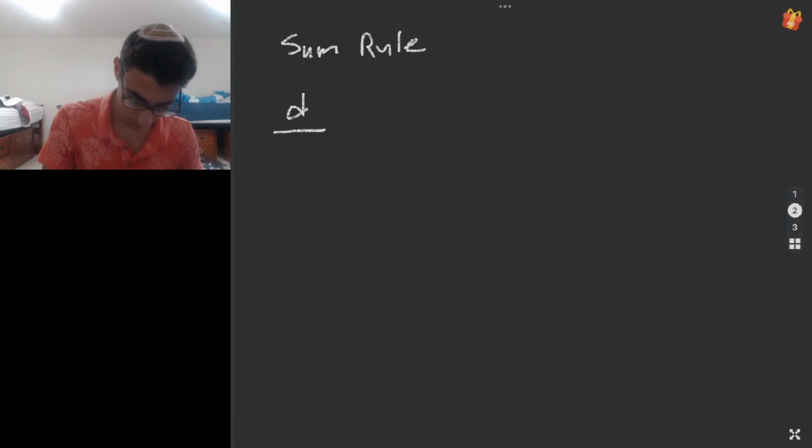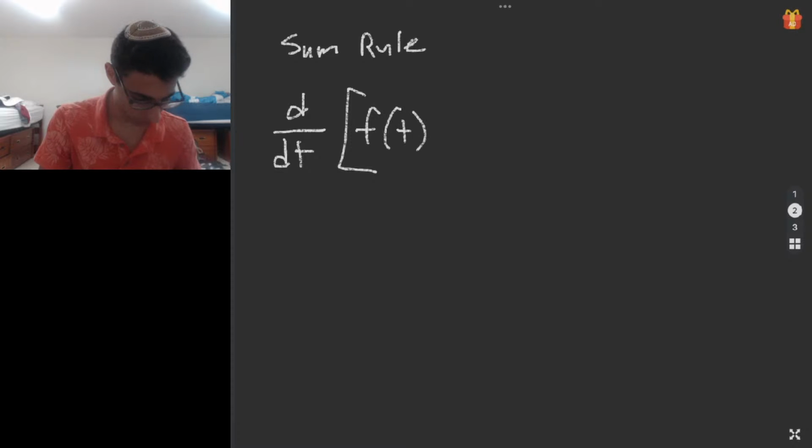So we have another rule called the sum rule. And the sum rule is very simple. It's the derivative with respect to time, I guess we'll just say with respect to time for right now, of some function f of t plus g of t.